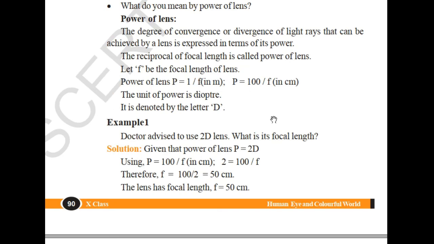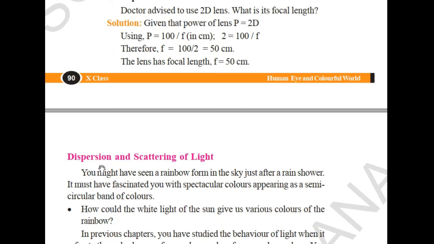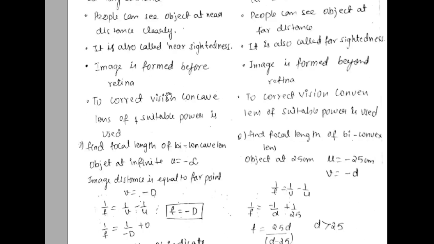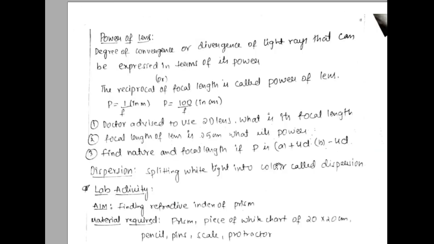In the next class I will be explaining dispersion and scattering of light. This is an important topic of this chapter. So just practice the defects. The defects that are here, you should do these two: presbyopia, which I already explained, and power of lens. You have some questions here, just try them.